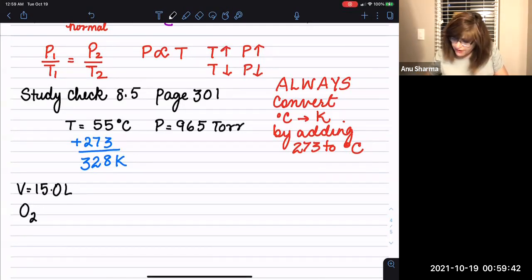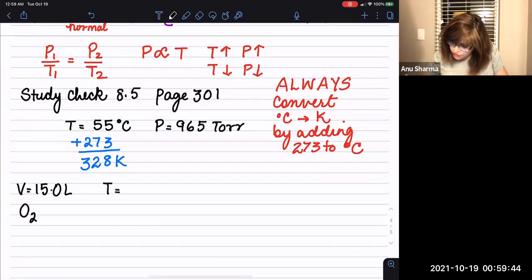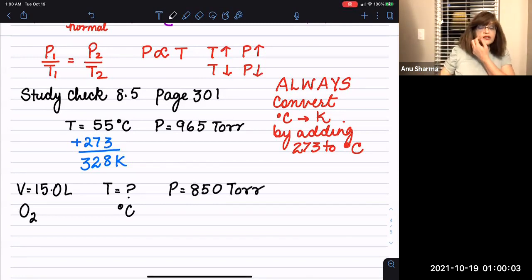To what temperature in degrees Celsius would the gas have to be cooled to reduce the pressure to 850 torr? So they want it in degrees Celsius, and the next pressure is 850 torr. One important thing is to always note down the units, okay? Units have to be noted down, when the volume and the amount of gas do not change.